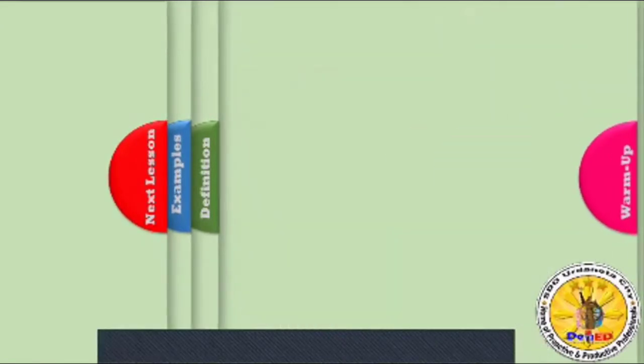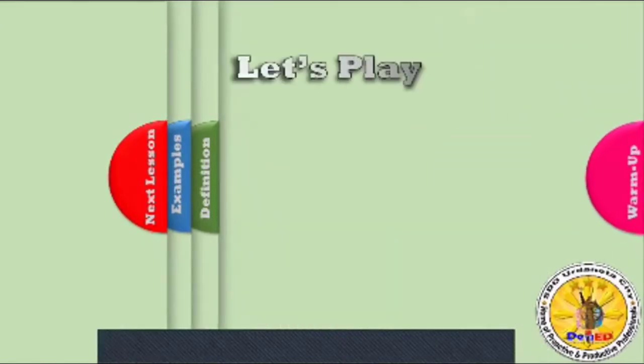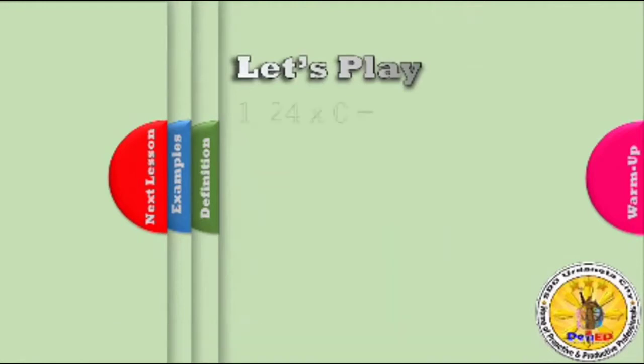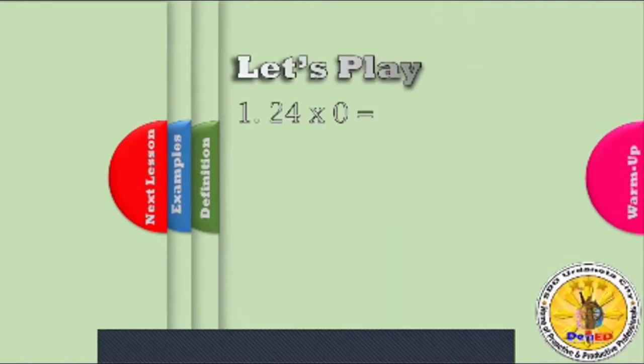So before we start, let's play a game. The mechanics of the game is like this. I will ask a question first, then you give me the answer. Okay? You got it? Let's play. Number 1. What is 24 times 0? 0. Correct. Number 2. 1/2 times 0 is equal to? 0. Very good.